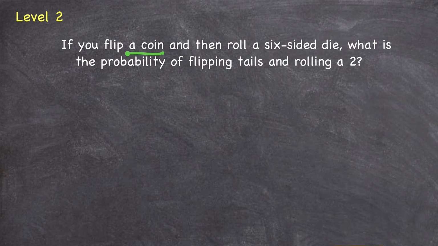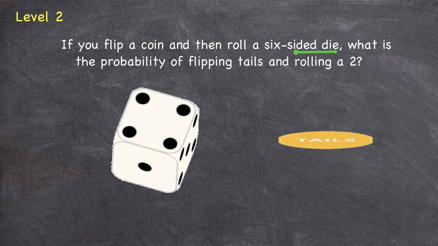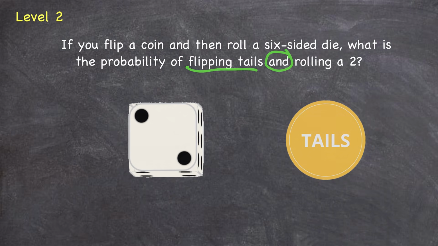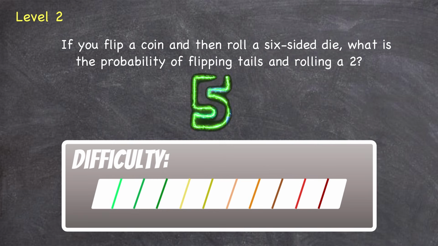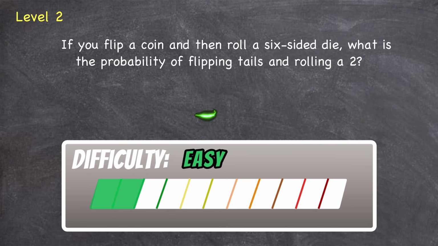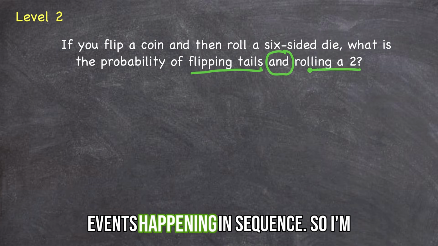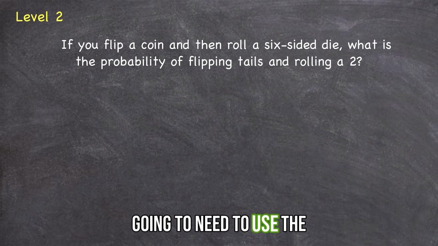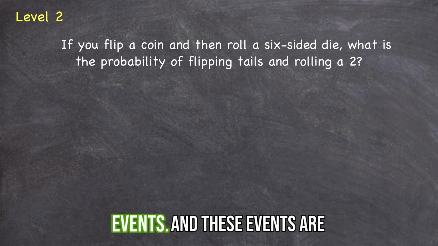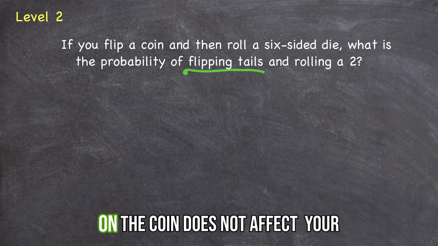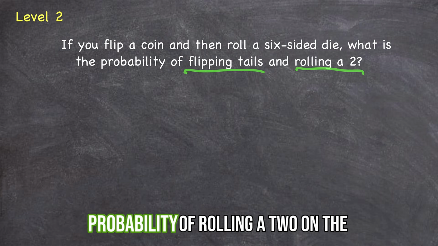Level 2. If you flip a coin, and then roll a 6-sided die, what is the probability of flipping tails and rolling a 2? For this question, the word "and" tells me that I want the probability of 2 events happening in sequence. So I'm going to need to use the multiplication law for independent events. And these events are independent because flipping tails on the coin does not affect your probability of rolling a 2 on the die.